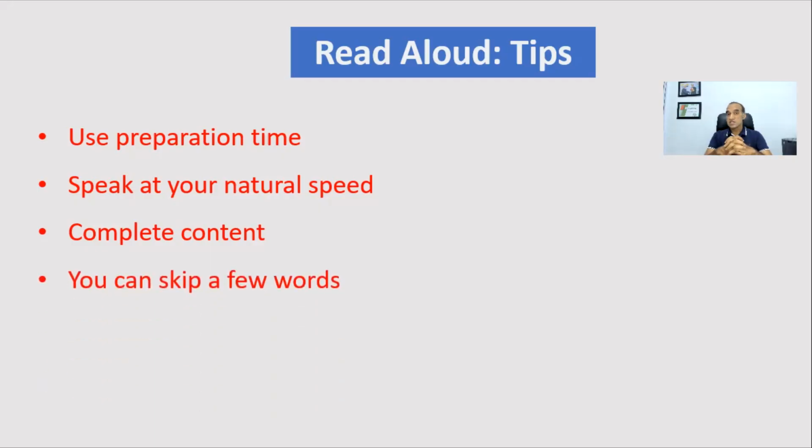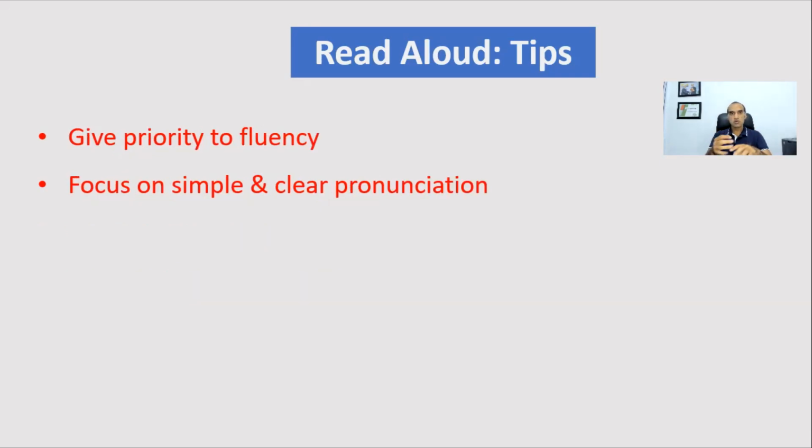And the next thing is you can skip a few words. As I said, skipping a few words is fine, but you should not skip a lot of words, because you will be losing marks. Accent is not very important in the PTE Read Aloud test. It is better that you just focus on simple and clear pronunciation, because pronunciation is far more important than accent. So try to speak in whatever accent you have and focus more on clear words, clear pronunciation, because that's really important.